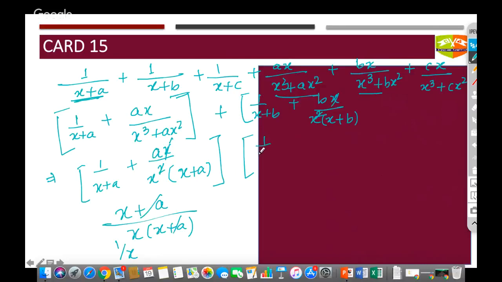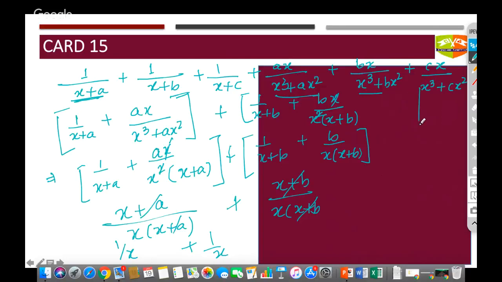So I can solve 1 by (x plus b) plus b divided by x into (x plus b), and this can be written as (x plus b) divided by x multiplied by (x plus b), so x plus b is gone. So I can write this also as 1 by x. This also can be written as 1 by (x plus c), and cx divided by (x cube plus cx square) can be written as 1 by x. So this answer would be 3 by x. This is your final answer.